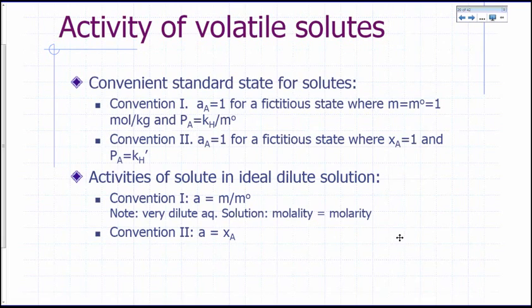There are two ways that you can express Henry's law. You can express it in terms of molality: partial pressure of A is equal to K sub H times the molality, or K sub H prime times the mole fraction of A. We can define two possible standard states for solutes. One way is to say our standard state, where our activity would be equal to 1, is where the molality is equal to 1 and the partial pressure of A in equilibrium with the mixture is equal to K sub H.